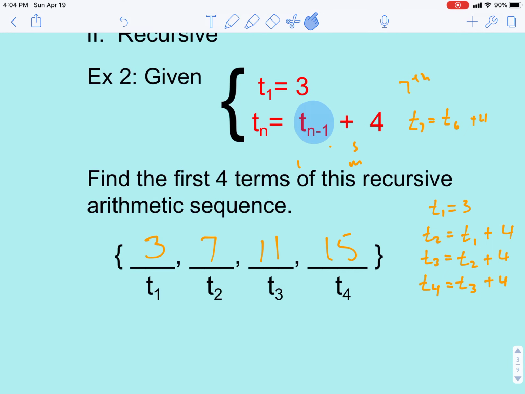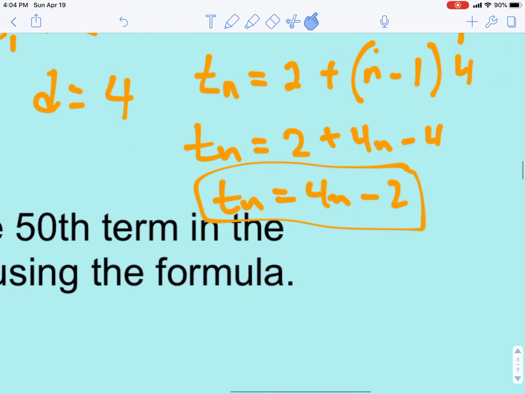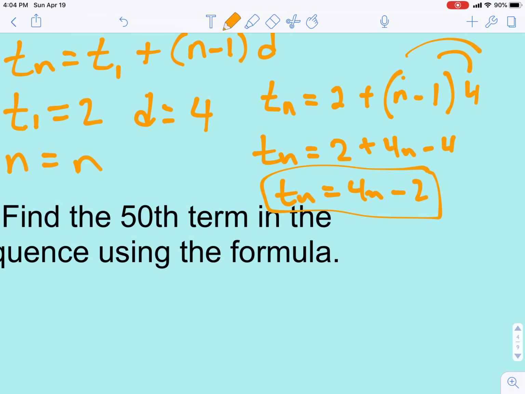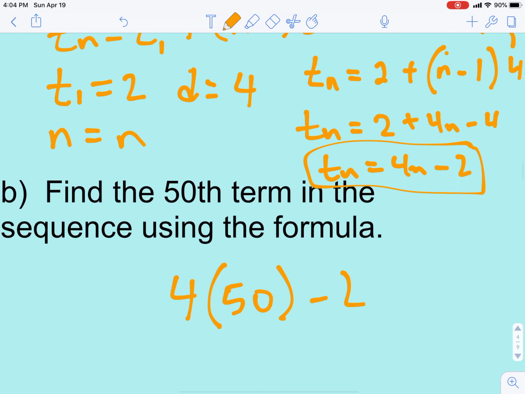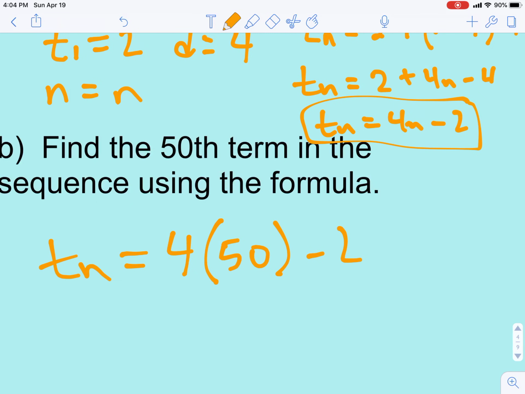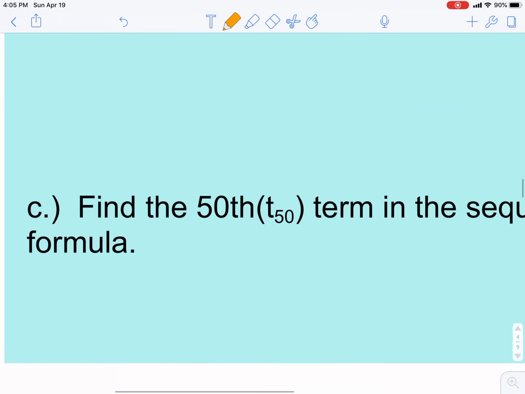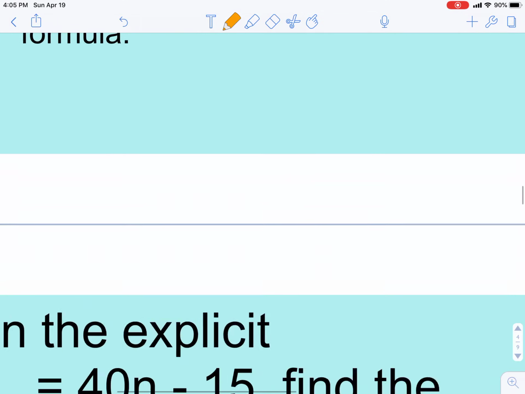I got me an equation. Now all I have to do is plug 50 in for n, which is the same thing as x. And then this time we're subtracting 2. 4 times 50 is 200. 200 minus 2 is 198. All right, so linear makes lots of sense. That's saying the same thing.